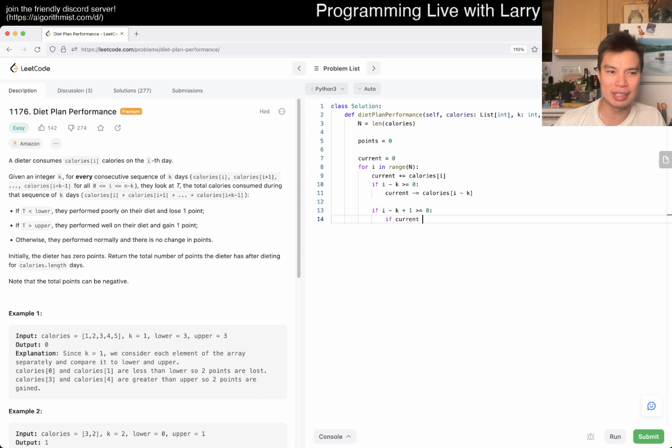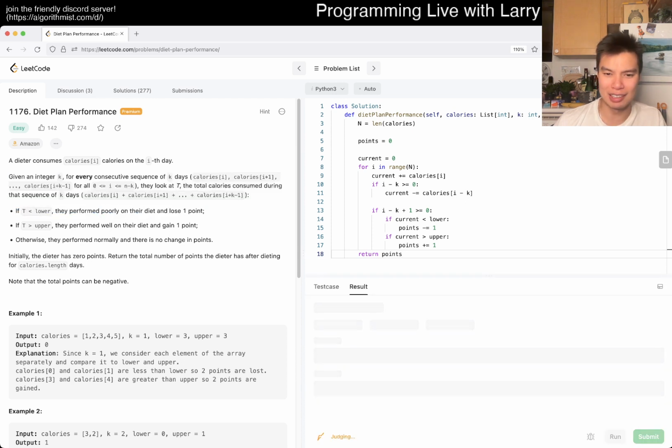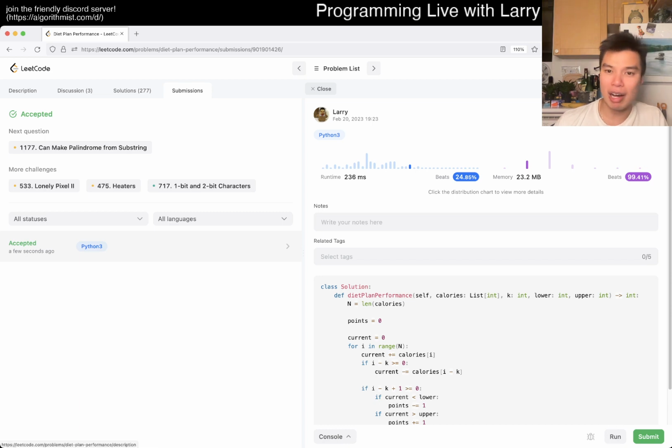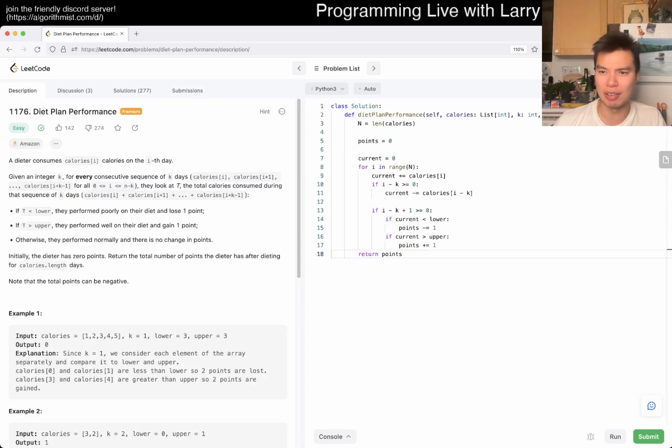But yeah, if current is lower, then we lose a point. If current is greater than upper, then they gain a point. Otherwise, return points. What does perform on the diet mean? This is such a weird thing to use dieting for, and it makes no sense unless this is a bulking thing, I guess. But yeah, this is an easy, but I think this is honestly a little bit of a tricky easy. Maybe not.